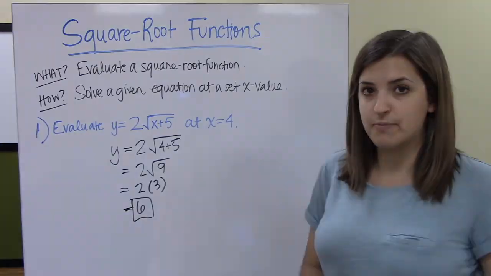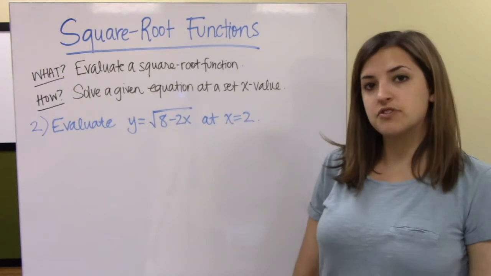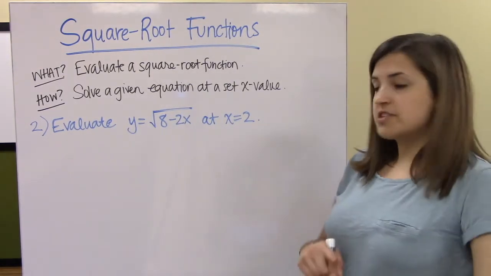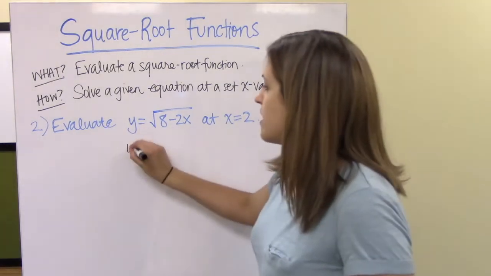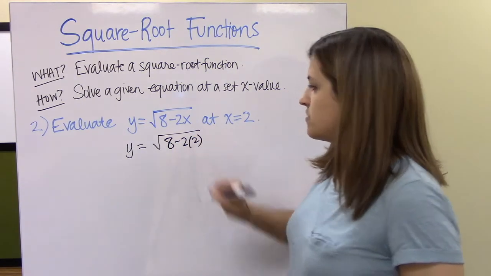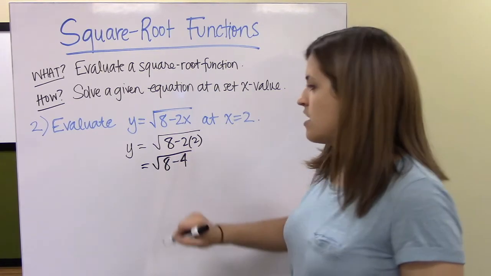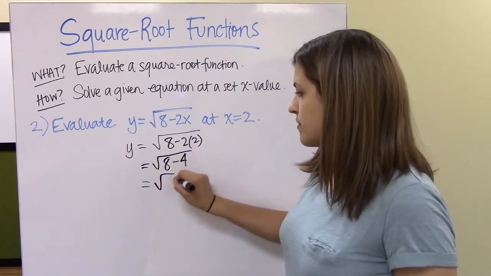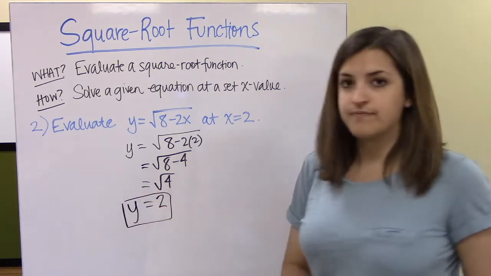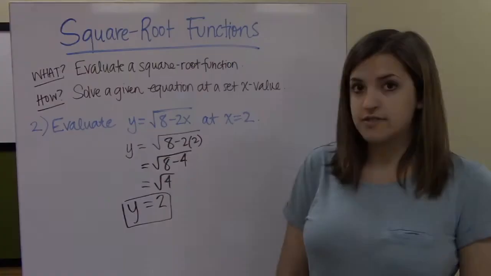All right, let's do one more example. In the second example, we want to evaluate the function y equals the square root of 8 minus 2x at x equals 2. We're just going to plug in 2 for x, and we'll get y equals the square root of 8 minus 2 times 2. 2 times 2 is 4, so this equals the square root of 8 minus 4. Square root of 8 minus 4 is going to be the square root of 4, which equals 2. So y equals 2. All right, let's move on to finding the domain of square root functions.